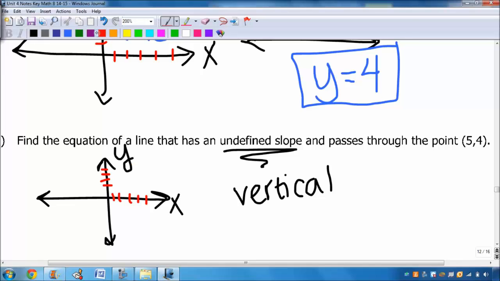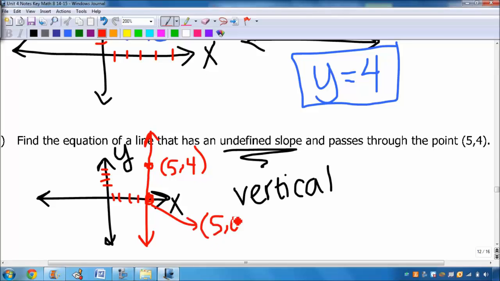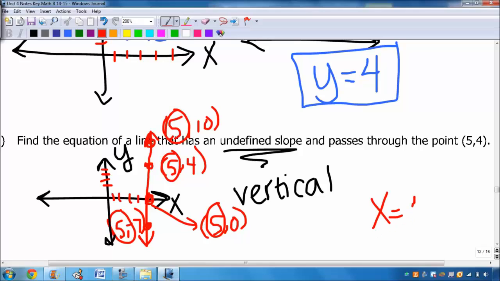All right. So here's 5, 4 right here, but it's a vertical line, and it crosses the x-axis at 5. Also, if you notice, this coordinate right here is 5, 4. It crosses the x-axis at 5, so this is 5, 0. Any coordinate on your line, this is like 5, negative 7. Right? This coordinate right here would be like 5, 10. Any coordinate on your line, the x value is always equal to 5. So the equation of this line is simply x equals 5. Okay?